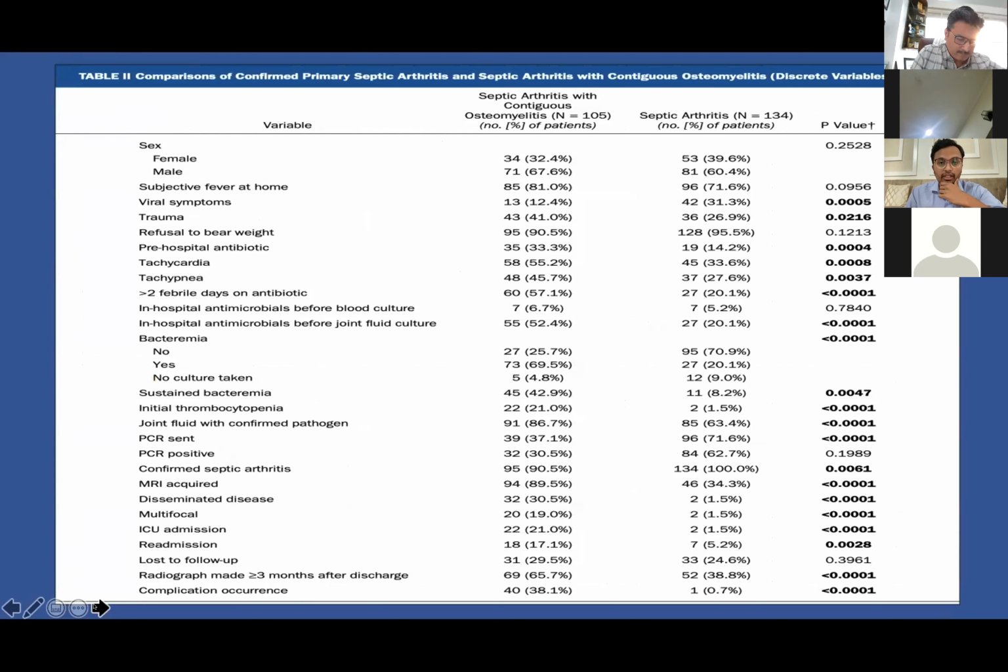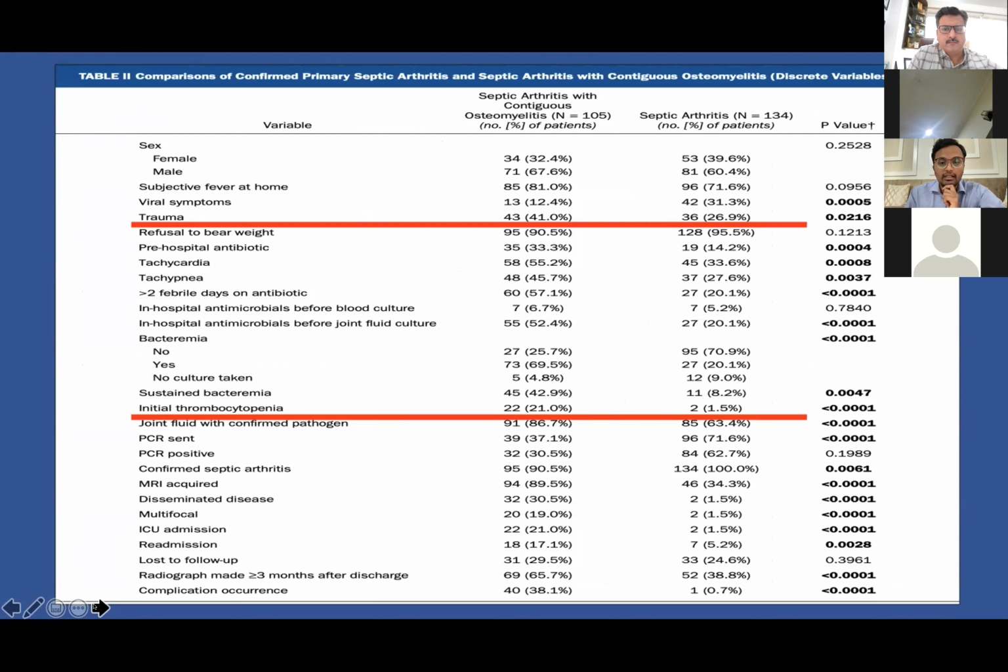In comparison with the discrete variables, trauma is a significant finding in this paper, which suggests that septic arthritis with contiguous osteomyelitis has a 41% rate of preceding trauma in this study. The initial thrombocytopenia was significant in osteomyelitis patients. Confirmed septic arthritis was 100% in primary septic arthritis, but 90% in contiguous osteomyelitis.